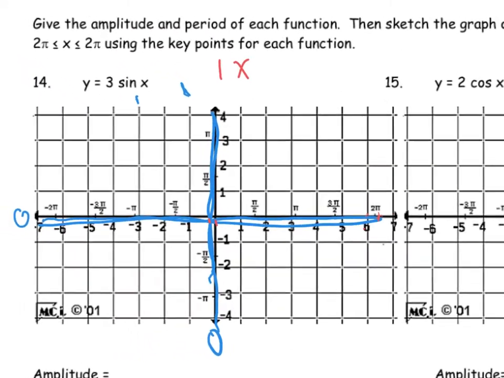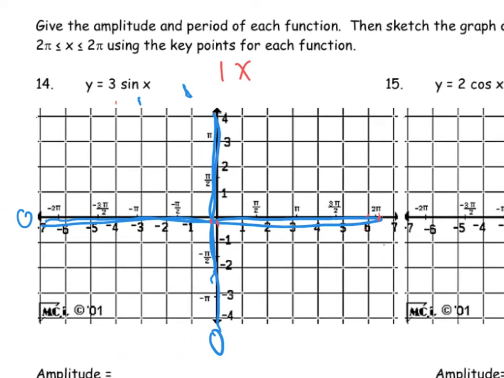So the amplitude is a 3. So what I'm going to do is go up to the 3, and I'm going to make a line to let me realize that's the highest it can go. I'll go down to the negative 3. Remember, I'm not shifting up or down, so I'm counting from 0.